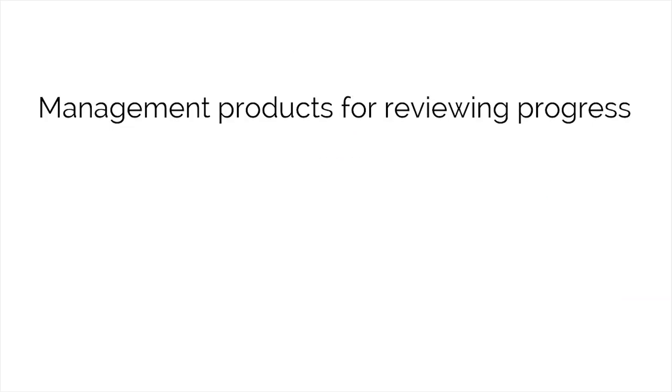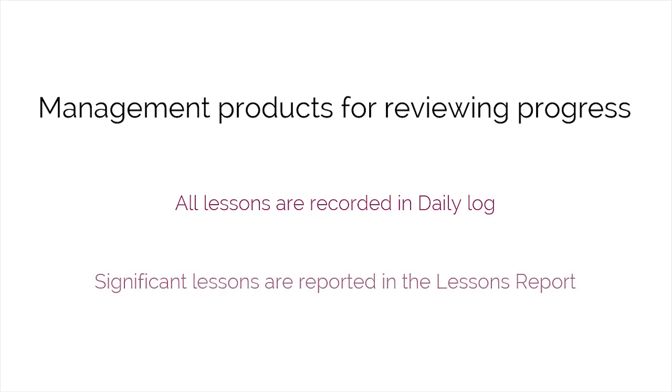Certain management products assist the project manager in reviewing project progress. They include the daily log, issue register, product status account, quality register, and risk register. During the various management stages, especially when reviewing progress, the project manager will want to capture, incorporate, and report lessons. All lessons are recorded in lessons logs, which are created at the starting up a project process. Lessons that are significant and have relevance for other projects are reported using the lessons report. At a minimum, a lessons report should be created in the closing a project process.